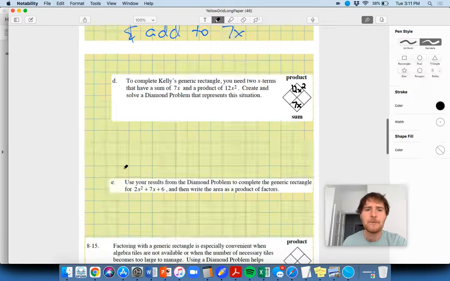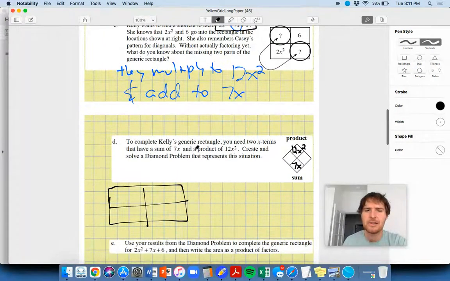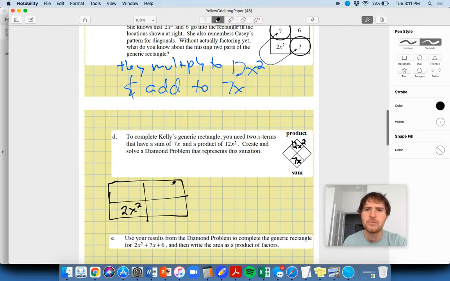So, I might set up my generic rectangle right here so you can follow along, right? You have the generic rectangle up here. I'm going to steal what they have here too, 2x squared, and we have 6 here. Let's complete the diamond problem right now here, okay? So here, this is why you've been doing these all year. You need two expressions that add to 7x and multiply to 12x squared. I always start with the product, right? Start with the product here, okay?